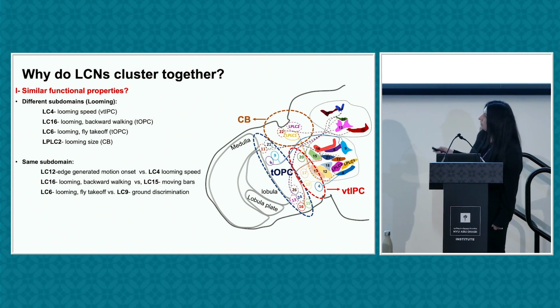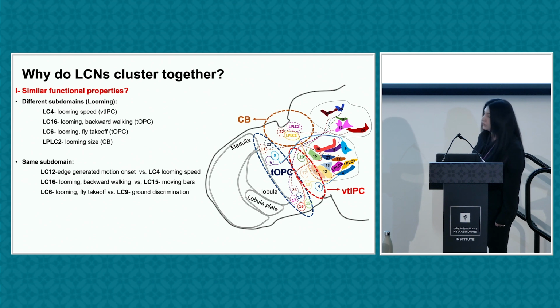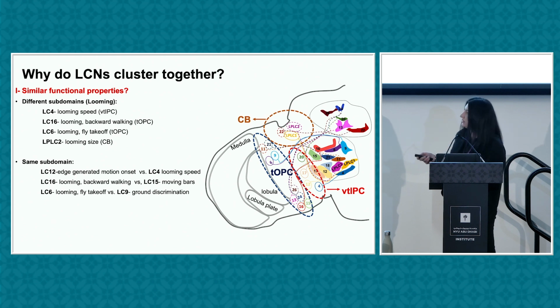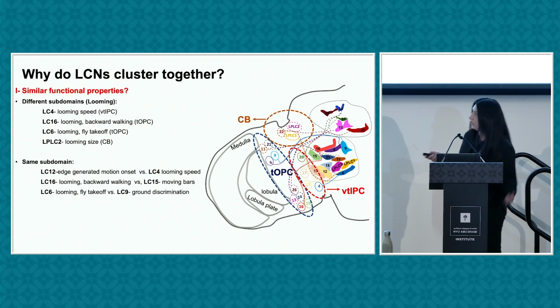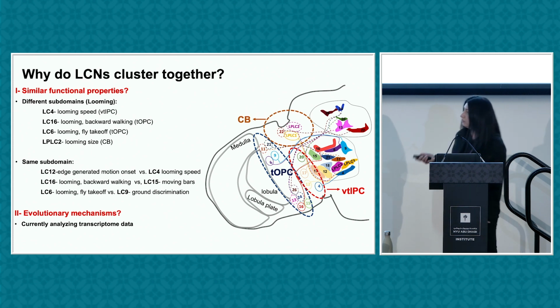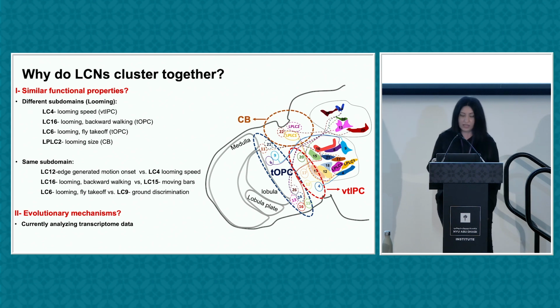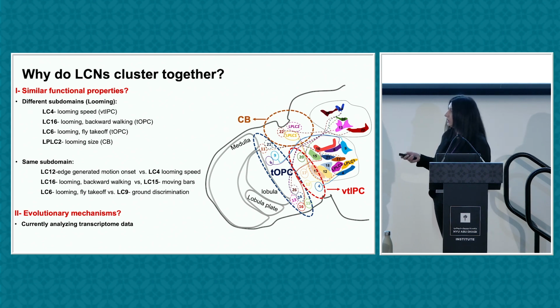And also, within the same domain, we have LCs that perform different functions. Again, here, LC4 responds to looming, while LC12 detects motion onset. LC16 again responds to looming. LC15 is activated by moving bars. And LC6 here again responds to looming, while LC9 has ground discrimination. So what could it be? Could it be some sort of an evolutionary mechanism that allows these different LCs to be grouped together? This is actually an ongoing analysis.